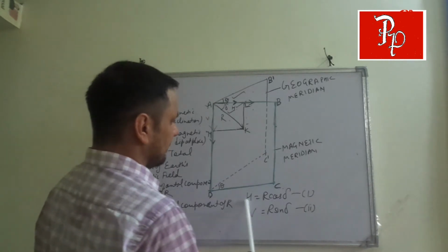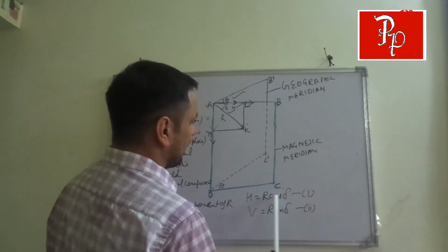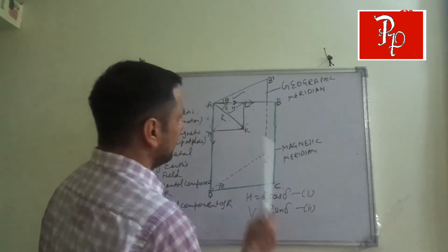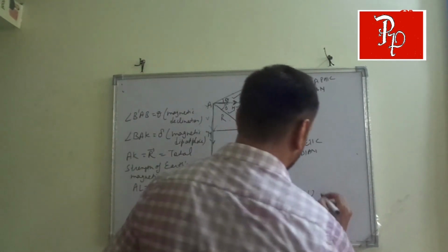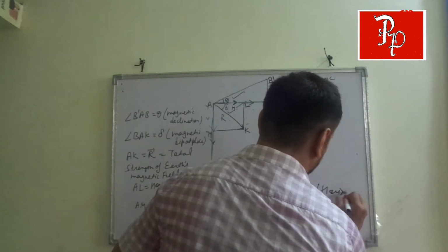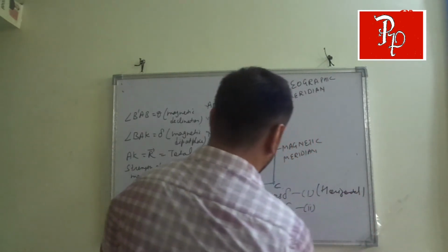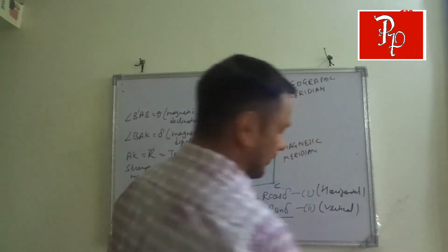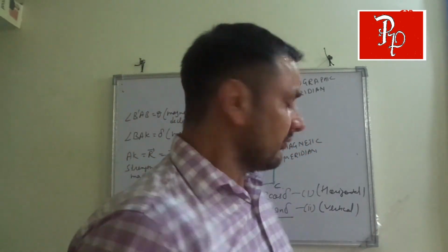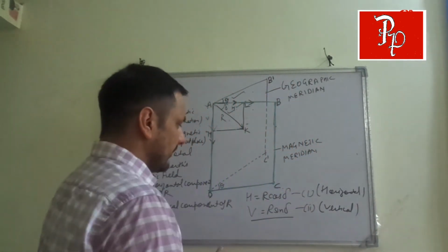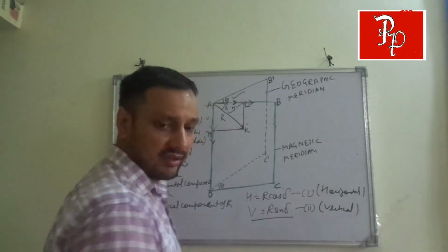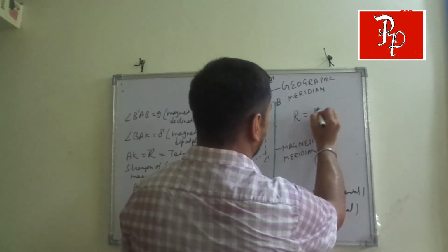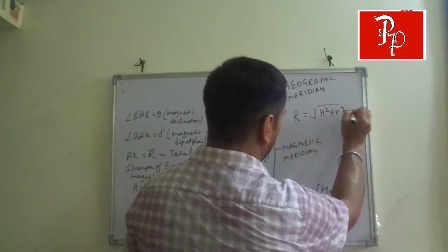Let H, the horizontal component, be given by R cos delta, as R is resolved into two components. One is the cos component, which is along the horizontal, and another is R sin delta, which is your vertical component. So students, when we add them after squaring, what will we get? We get the value of R, that is under root H square plus V square.